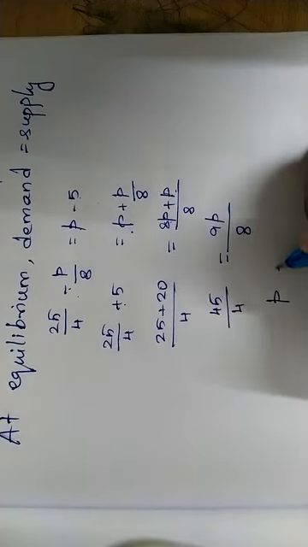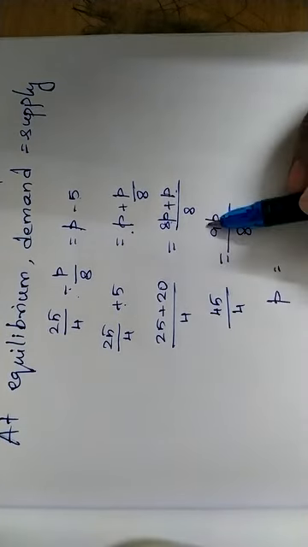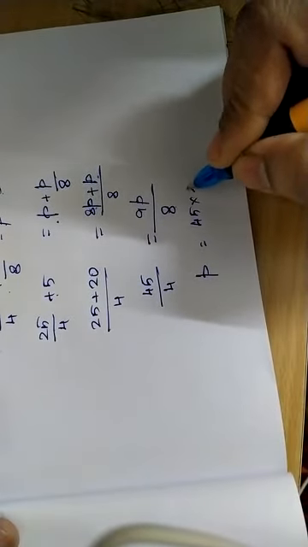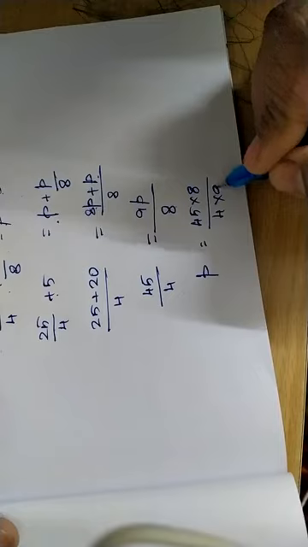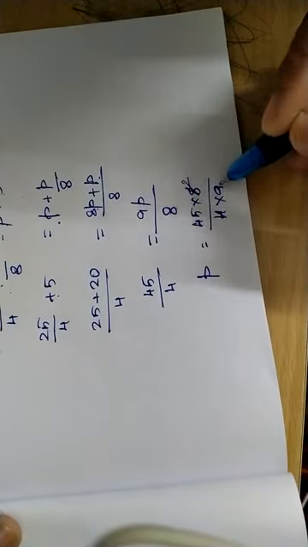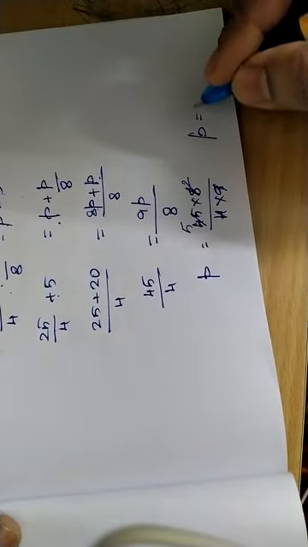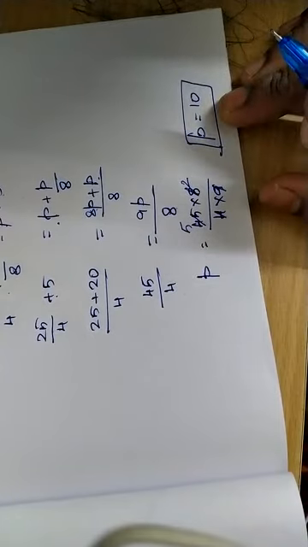So P equals, the division at the bottom goes up as multiplication, and the 9 goes down to the denominator. So you will get 45 into 8 divided by 4 into 9. Now by cancelling, 4 twos are 8, 9 fives are 45, and we get the value of P as 10.